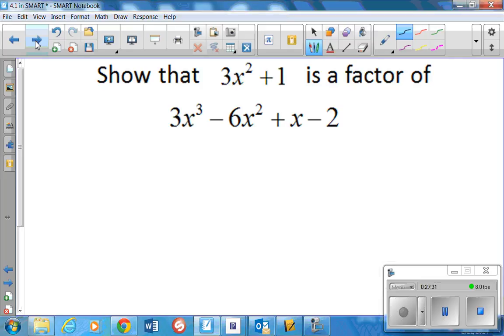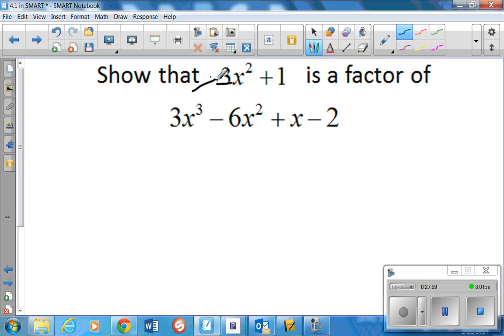If this is your question, show that 3x squared plus 1 is a factor of 3x cubed minus 6x squared plus x minus 2. Show that it is a factor. Well, if it's a factor, then when I divide, what should happen? Should I get a remainder? Should not get a remainder. I should get a remainder of 0. So I'm just going to divide and see what my remainder is.